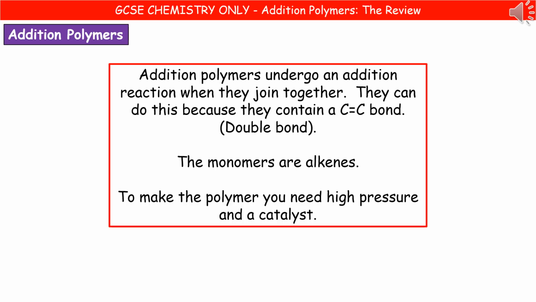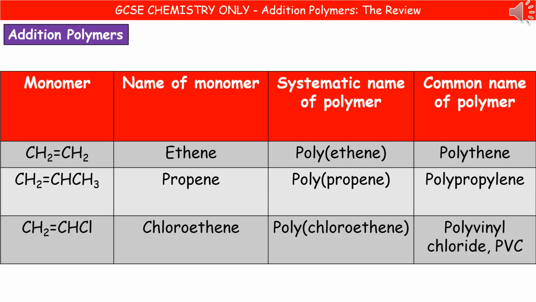In order to actually make those alkenes join together, then what we need are 2 conditions, which is a high pressure and a catalyst. What we've got in this little table then is just a quick summary of how we can work out the names of the polymers or the monomers. So if they give you the name of the monomer, and we have a look at the top row with ethene, then the name of the polymer, quite simply, is polyethene.